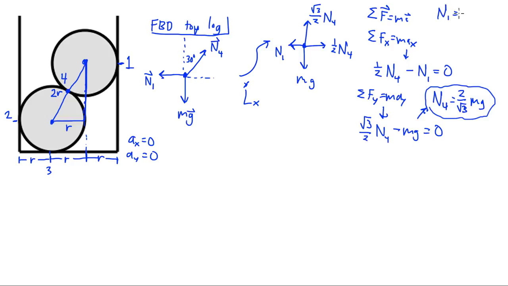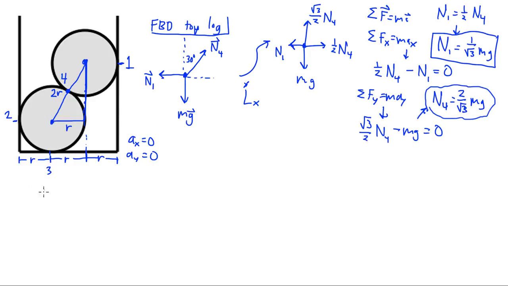So n1 has to equal 1/2 of n4 from this equation, right? Which then means n1 just has to equal 1 over root 3 times mg. Okay, so that then is one of our 3 asked for answers. Now we got to do an FBD for the bottom log.